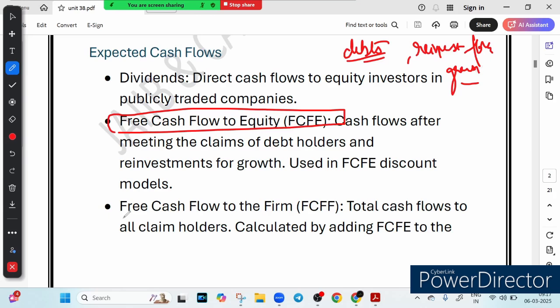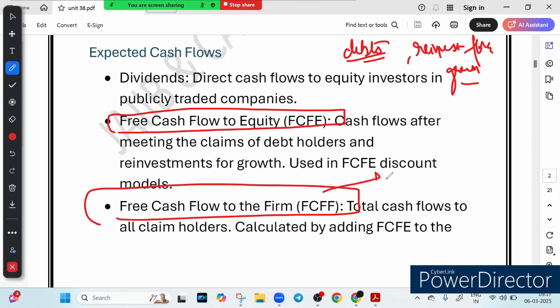Then we have something called FCFF, that means free cash flow to the firm. Basically this is your total cash flow available to everyone. When I say everyone, it includes shareholders, lenders, and preferred stockholders. You can calculate it by adding FCFE to the cash paid to lenders and preferred stock.